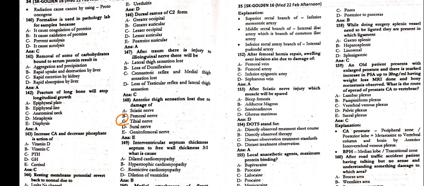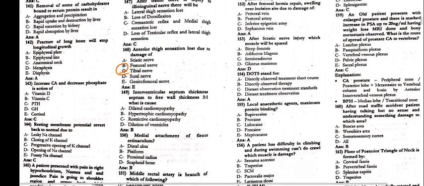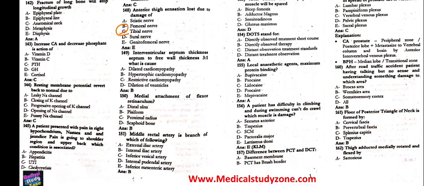142, the fracture of the long bone will stop longitudinal growth, that is the epiphyseal plate. 143, the increased calcium and the decreased phosphate is the action of PTH, parathyroid hormone. 144, the resting brain potential reverts back to normal due to the progressive opening of potassium channels.